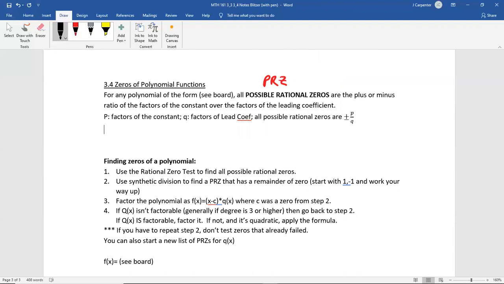Use the rational zero test, which is this. This is the rational zero test, RZT. I can spell, I can abbreviate. Use the rational zero test to find all possible rational zeros. These are the possibles. Then what you'll do is you'll use synthetic division to find one that actually works. So these possible rational zeros will be your C's.